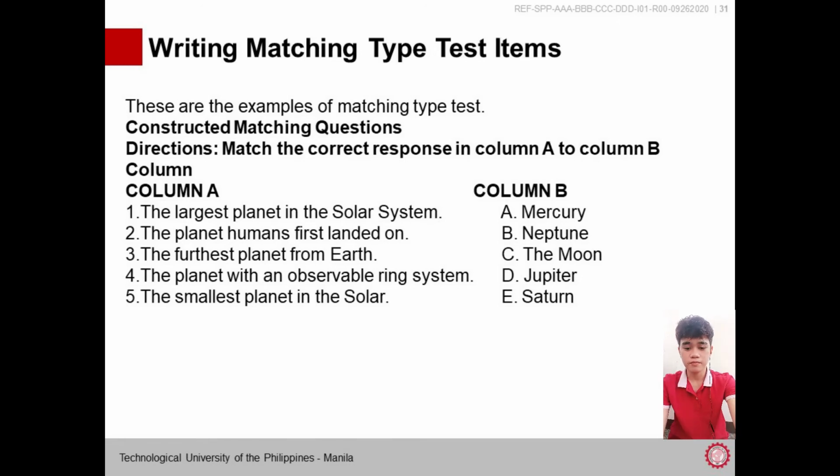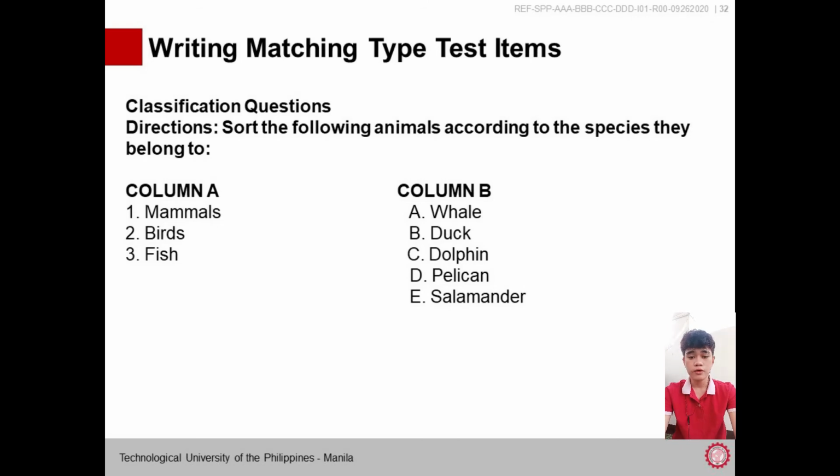So that's it. Here I will discuss the second example, which is the classification questions. The direction here is to sort the following animals according to the species they belong to. Here, there is no single possible answer. In one question there may be many answers. As we can see, in column A there are three terms that the teacher gave. Then in column B, there are five answers for column A.